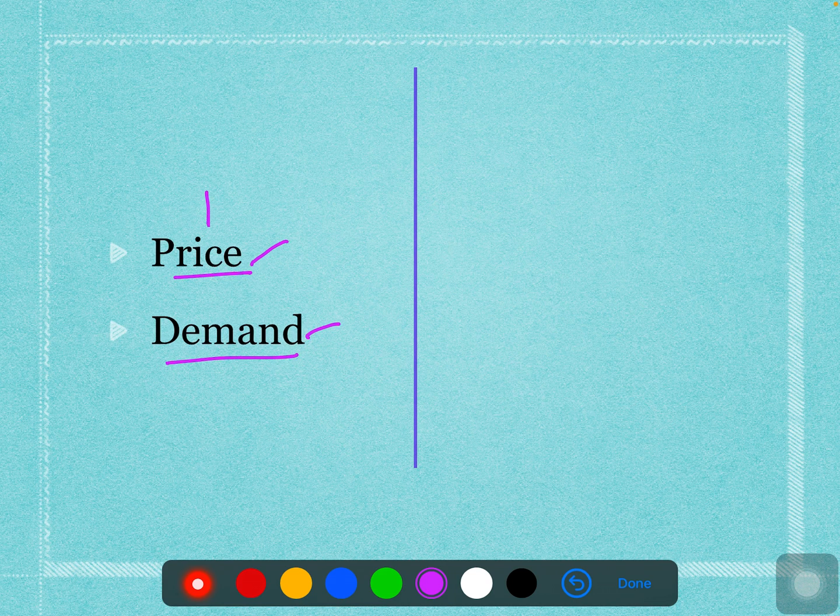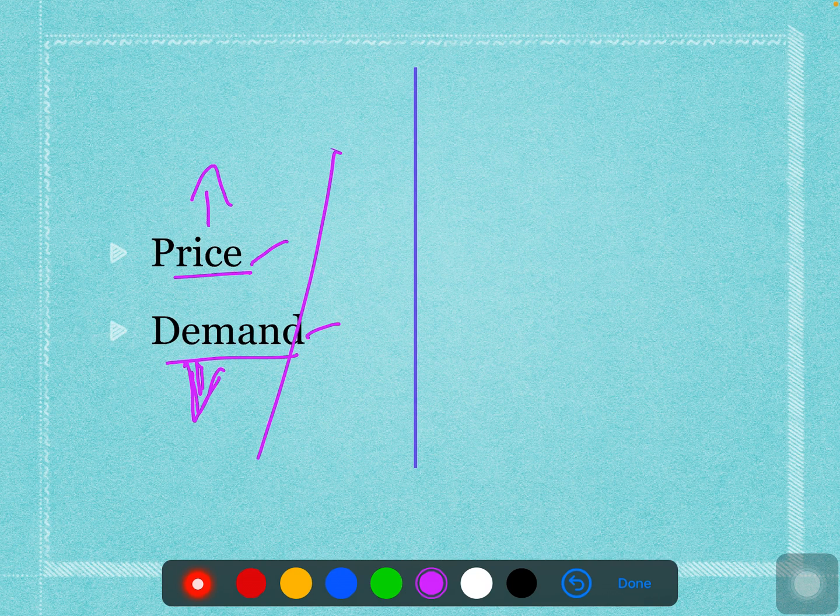Whenever price increases, demand will decrease. I'll tell you the reason behind this. Whenever price increases, being a consumer, you feel bad. Being a consumer, you always want a lesser price and more of the goods. But unfortunately, price is increasing, and when price increases, you don't feel like purchasing that good. Because of that, demand of that good is going to decrease.